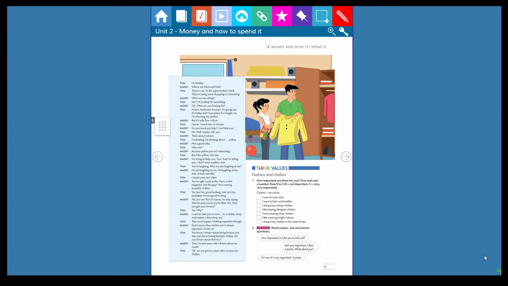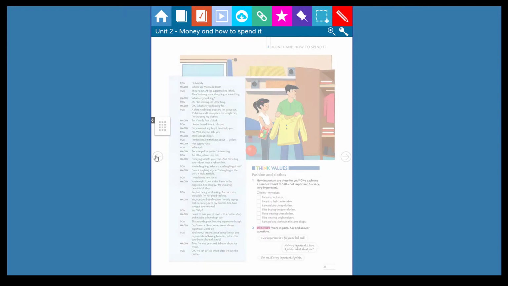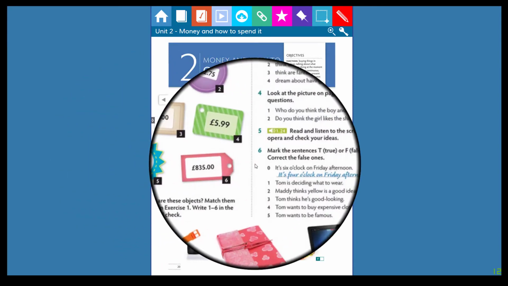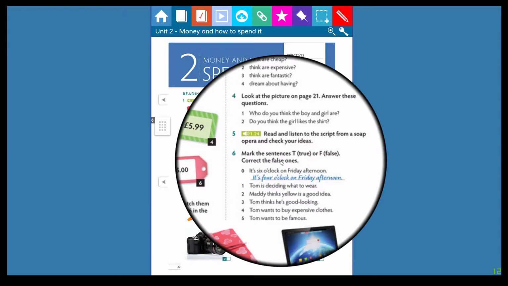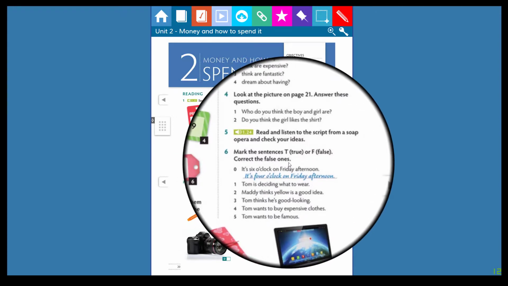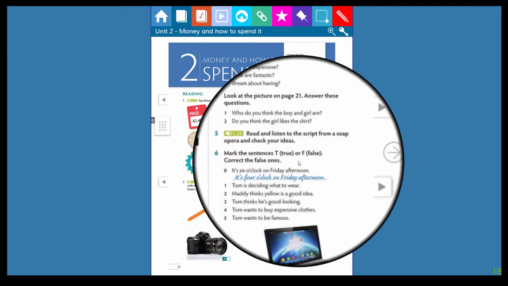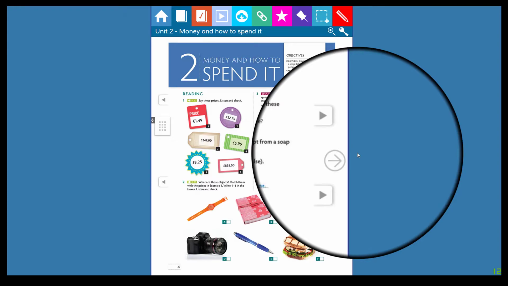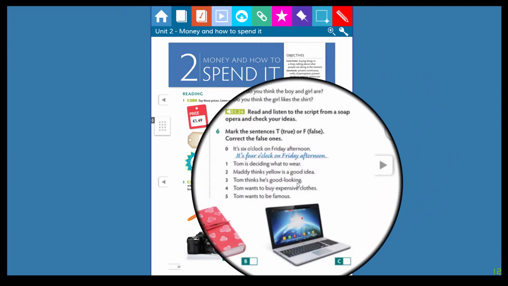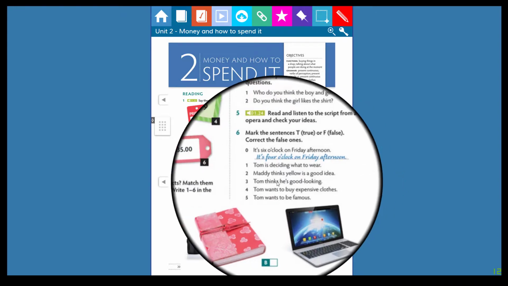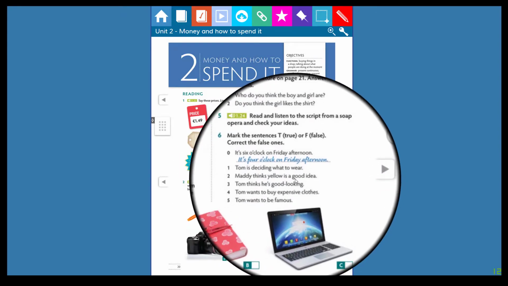Okay, so now let's go back to page number 20. Activity 6. Mark the sentences T true or F false. Correct the false ones. Okay, so here we have different sentences about the text, the dialogue of the soap opera, and you have to say if the sentence is true or false, and if the sentence is false, you have to correct it. Okay, so stop the video now, please, and do the activity.